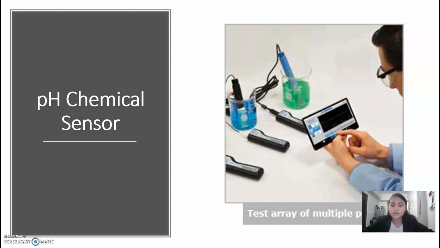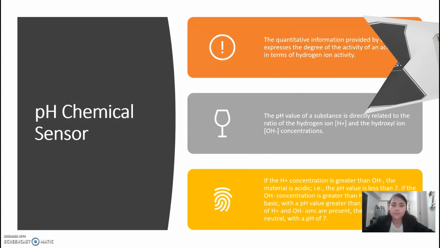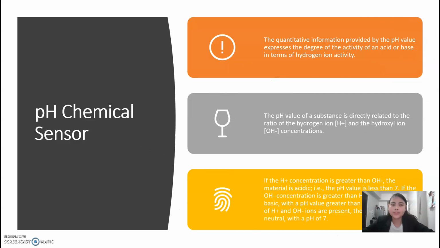This is what a test array of multiple pH units looks like. The quantitative information provided by the pH value expresses the degree of the activity of an acid or base in terms of hydrogen ion activity.